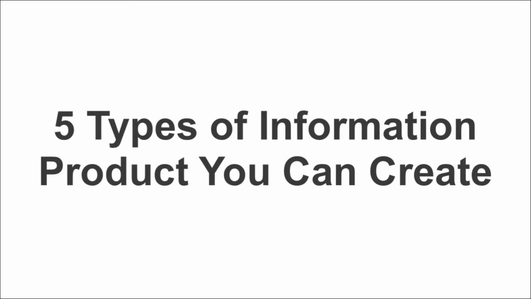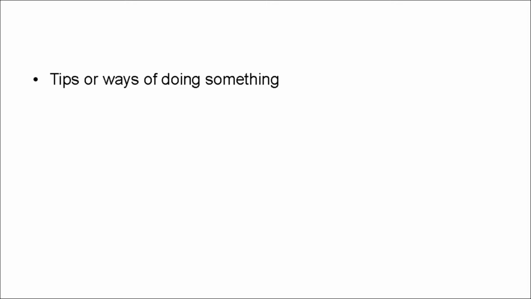In this video, I want to tell you about 5 types of information products that you can create, and you can create these very quickly and very easily. Now, the first type of information products are tips. Tips or ways of doing something. And this is probably the easiest type of product to create, because basically it's just a list with an introduction.